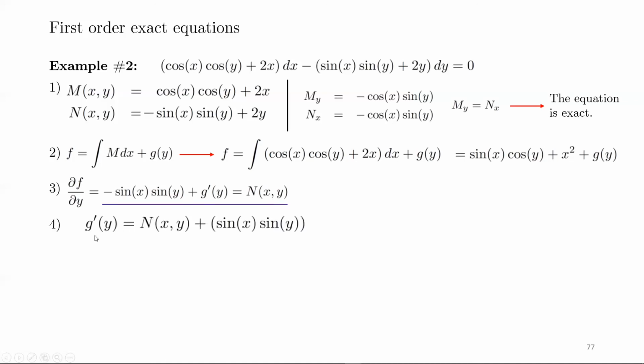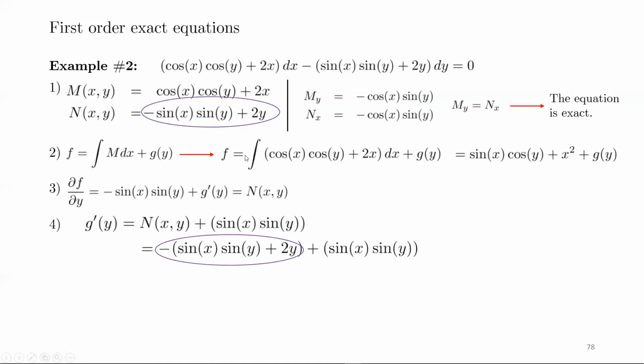We can rearrange to make g prime the subject of the formula. So g prime equals this function N plus sine of x times sine of y. And now I can substitute in the expression for N, which is already known as negative sine of x sine of y plus 2y. Again, this is quite nice because you'll notice that the sine terms cancel out. We have a negative sine x sine y, we have a positive sine x sine y, and we're simply left with negative 2y here. So g prime is equal to negative 2y.